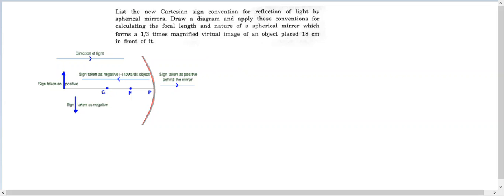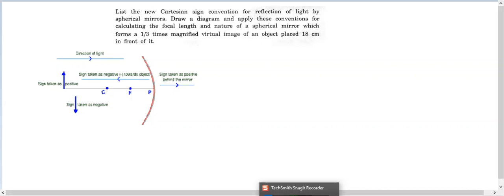Let's read our question. List the new Cartesian sign convention for the reflection of light by the spherical mirrors. Draw a ray diagram and apply these conventions for calculating the focal length and the nature of the spherical mirror, which forms a 1/3 times magnified virtual image of an object placed 18 centimeters in front of it.